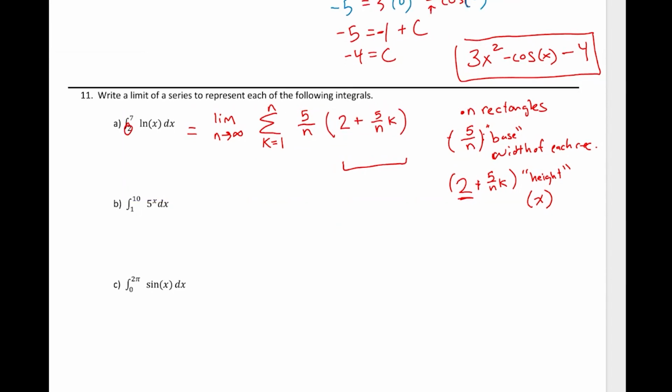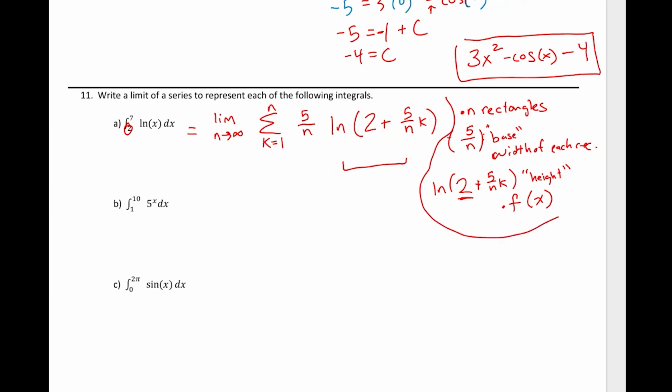I'm just going to rewrite it here. The natural log of 2 plus 5 over nk. So it's not just 2 plus 5 over nk, it's the natural log of that. So this is your f of x. Now let's see how that translates to b.